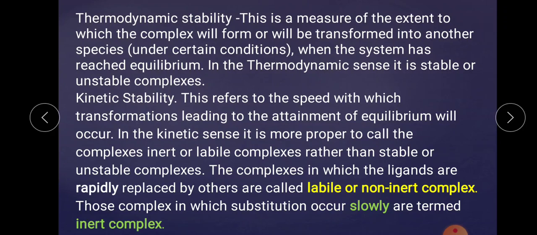In the kinetic sense, it is more proper to call the complex inert or labile rather than stable or unstable. The complexes in which the ligands are rapidly replaced by others are called labile, or non-inert complexes. Those complexes in which the substitution occurs slowly are termed inert complexes. So this is the basic concept of thermodynamic stability and kinetic stability.